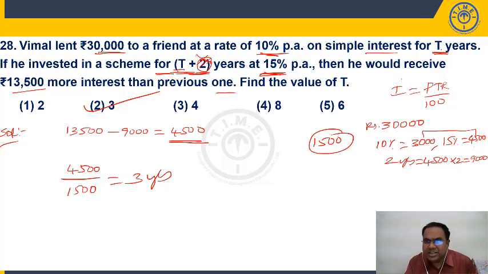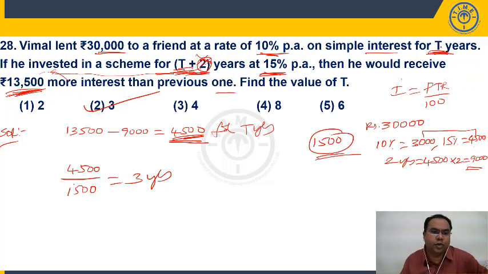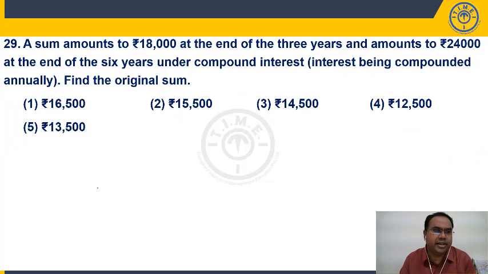But they are investing for different years. He is for T years, he is for T plus 2 years. That means I am investing for 2 more years, right? His friend. These 2 years, what is the interest? 9,000. So the difference I am getting is 13,500. This is for T plus 2 years. If I remove these 2 years, the difference is 4,500 for how many years? For T years. 1 year difference is 1,500. 4,500 means how many years? By 1,500, it has to be 3 years. Without formula, we can solve.